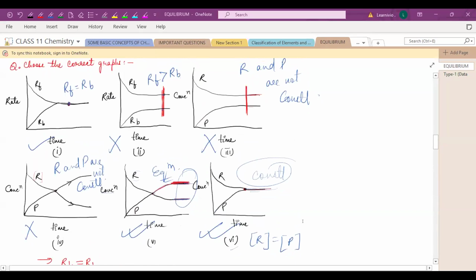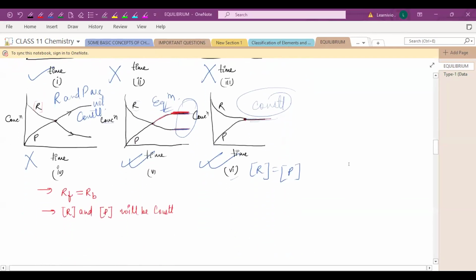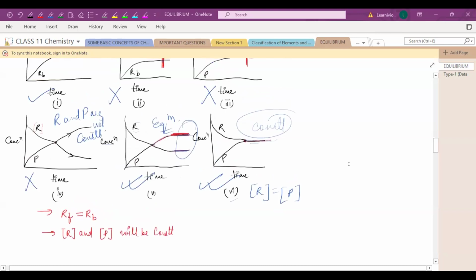Done? Can we move forward? Okay, you can write down these conditions. When the rate versus time graph is given, you have to check whether the rate of forward reaction is equal to the rate of backward reaction or not. And if the concentration versus time graph is given in your exam, you have to check whether the concentration of the reactant and product is constant or not.